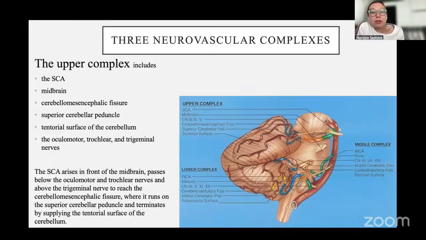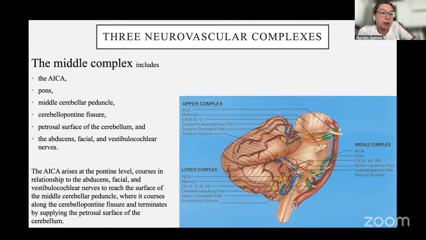There are 3 neurovascular complexes. The upper complex includes the superior cerebellar artery, midbrain, cerebellomesencephalic fissure, superior cerebellar peduncle, tentorial surface of the cerebellum, and the oculomotor, trochlear, and trigeminal nerves, the 3rd, 4th, and 5th nerves. The superior cerebellar artery arises in front of the midbrain, passes below the oculomotor and the 4th nerves, above the trigeminal nerve to reach the cerebellomesencephalic fissure, where it runs on the superior cerebellar peduncle and terminates by supplying the tentorial surface of the cerebellum.